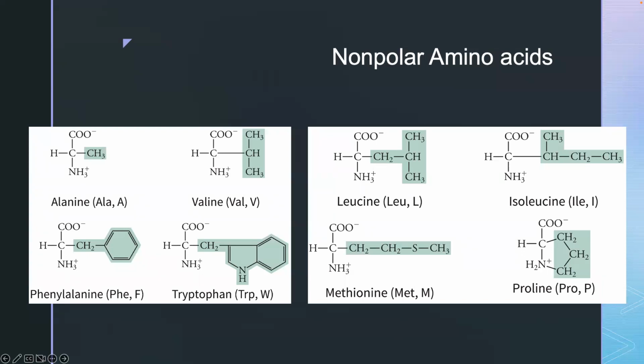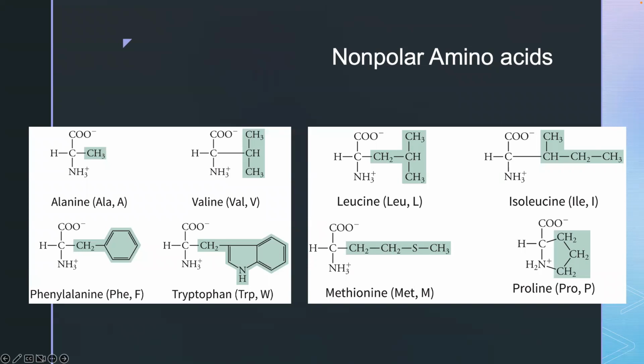Next we have tryptophan. And so tryptophan also has an aromatic ring, but it contains a nitrogen. And so the overall structure of this side group does have hydrophobic character. The 3-letter code is going to be TRP, so trip, and the single letter code is W. So one of those weird ones that doesn't make a whole lot of sense.